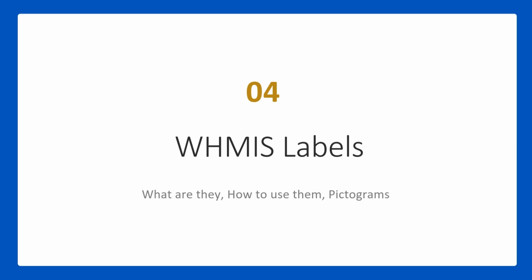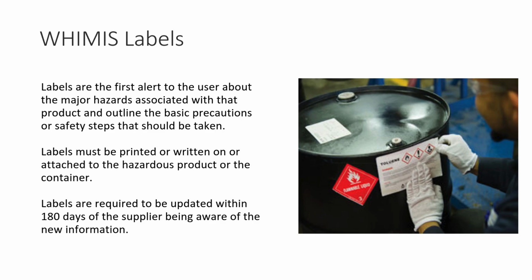Module 4. WHMIS labels. The purpose of labels is to act as the first alert to the user about the major hazards associated with that product and outline the basic precautions or safety steps that should be taken. Labels must be printed or written on or attached to the hazardous product or the container. Labels are also required to be updated within 180 days of the supplier being aware of the new information.